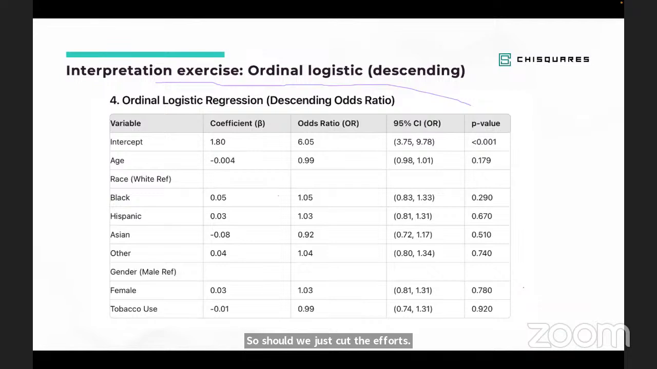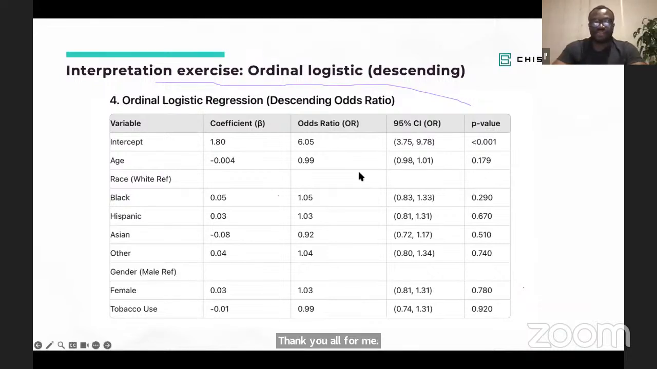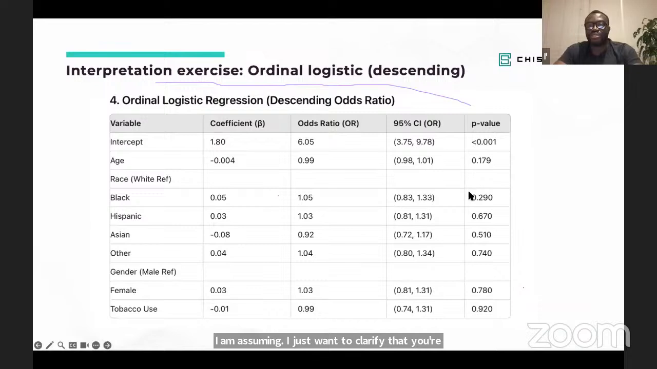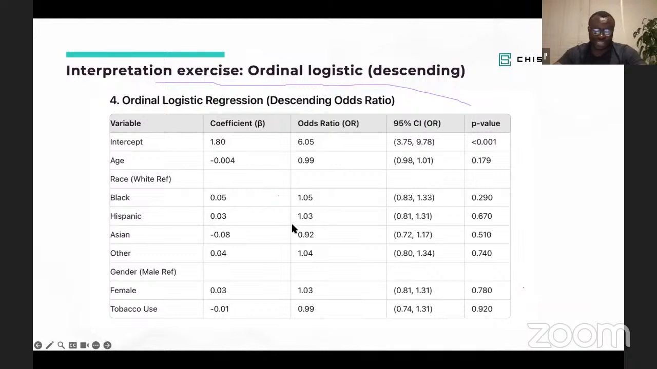Thank you. That's a very good question. Your first question was, how do you determine what to report? Initially, I thought you were asking about how do you determine the choice of a reference group, but I am assuming, I just want to clarify, that you're actually asking which of all these answers you report on. Is that your question? Okay, I'm going to answer that question because we already answered the previous one on how to select.